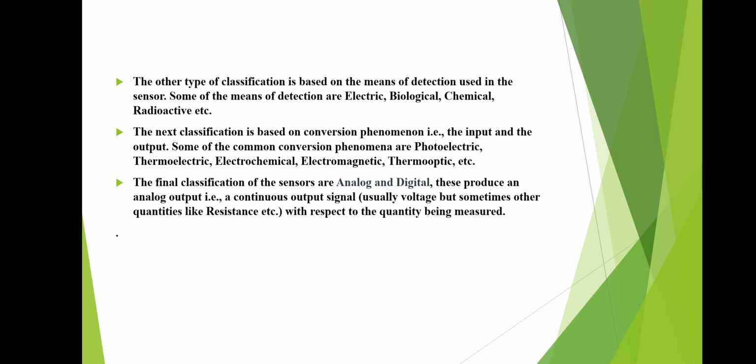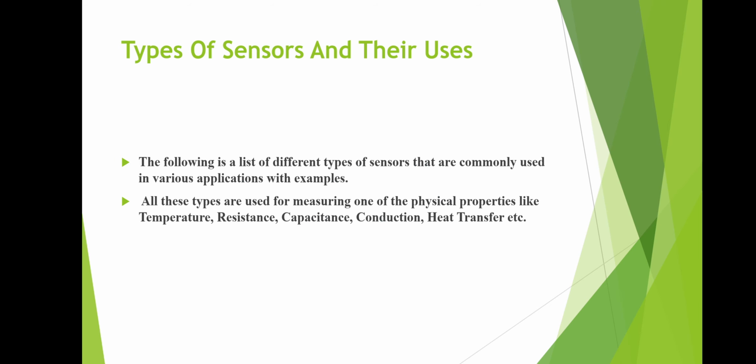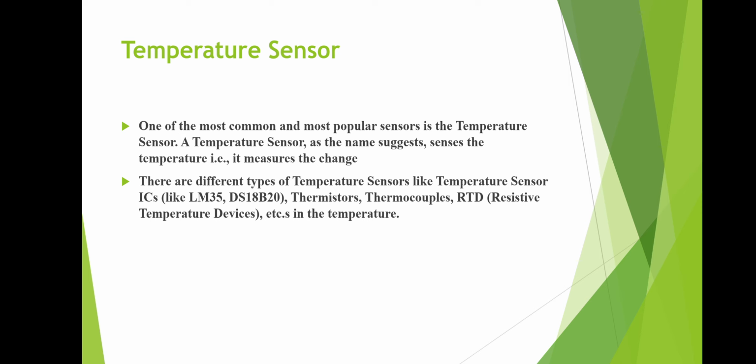The next classification is based on the conversion phenomena, that is, input and output. Some of the common conversion phenomena are photoelectric, thermoelectric, electrochemical, electromagnetic, thermo-optic, etc. The final classification of the sensors is analog and digital. Types of sensors and their uses. The different types of sensors are most commonly used in various applications. All these types are used for measuring physical properties like temperature, resistance, capacitance, conductance, heat transfer.